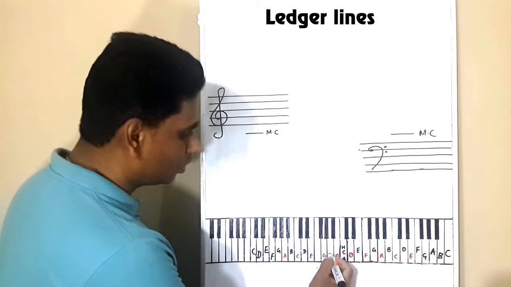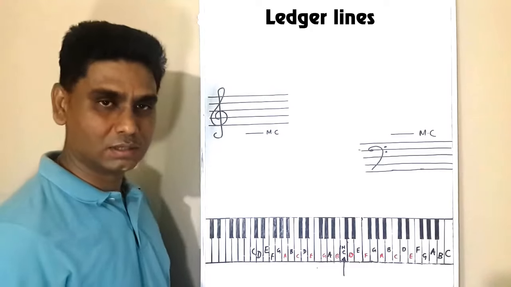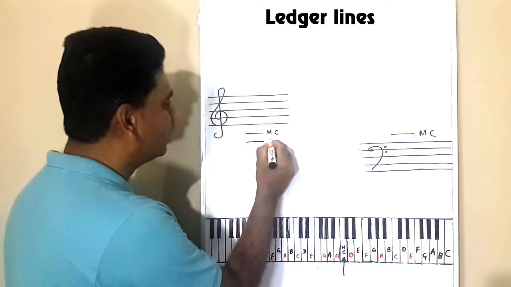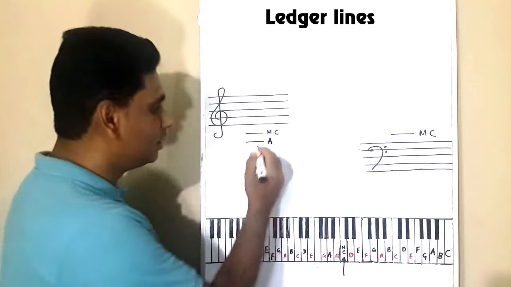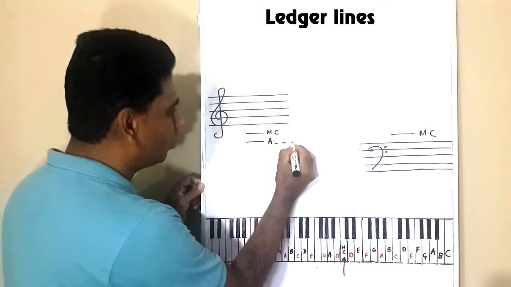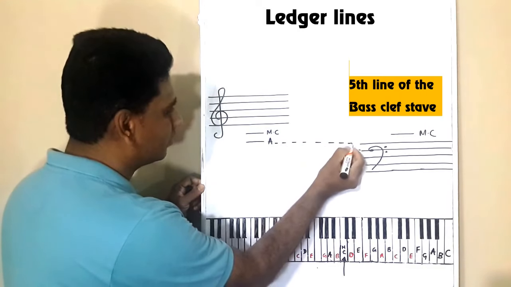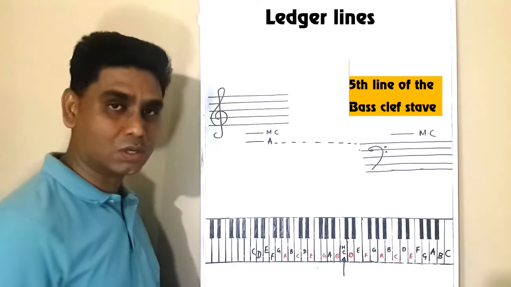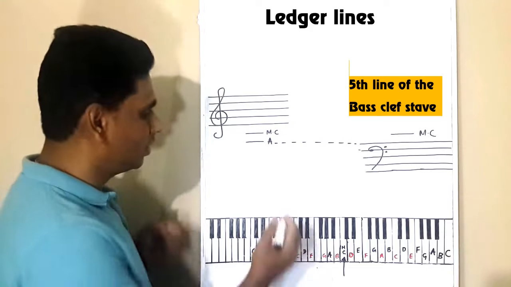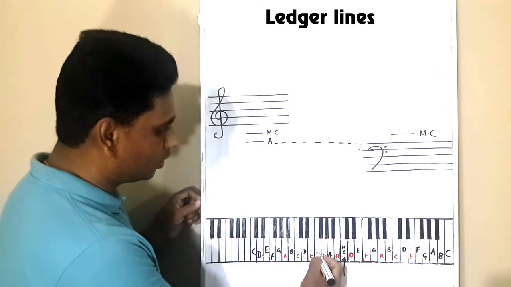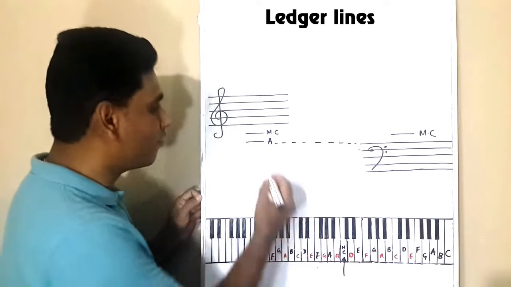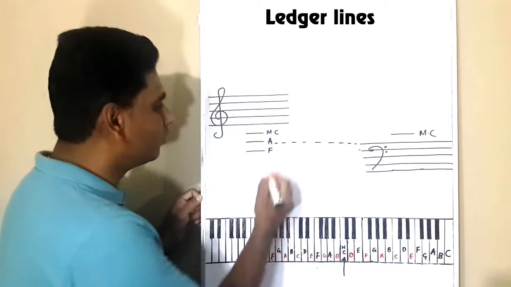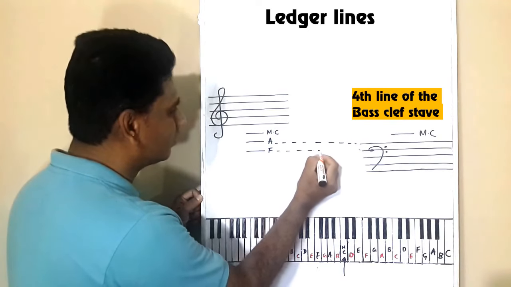I want to notate this A note, then I have to draw a ledger line here for the note A. This is actually the fifth line of the bass clef. Even though there is no bass clef, this line belongs to the bass clef. And I want to draw the note F. Then I have to draw another ledger line for the F note, which is the fourth line of the bass clef.